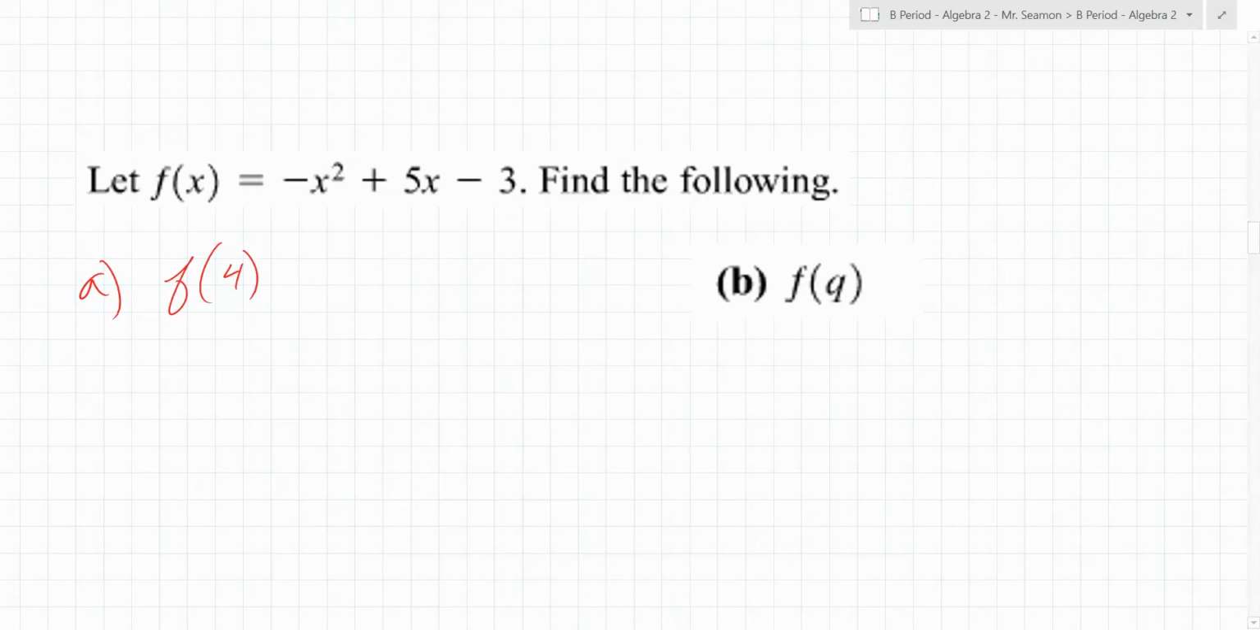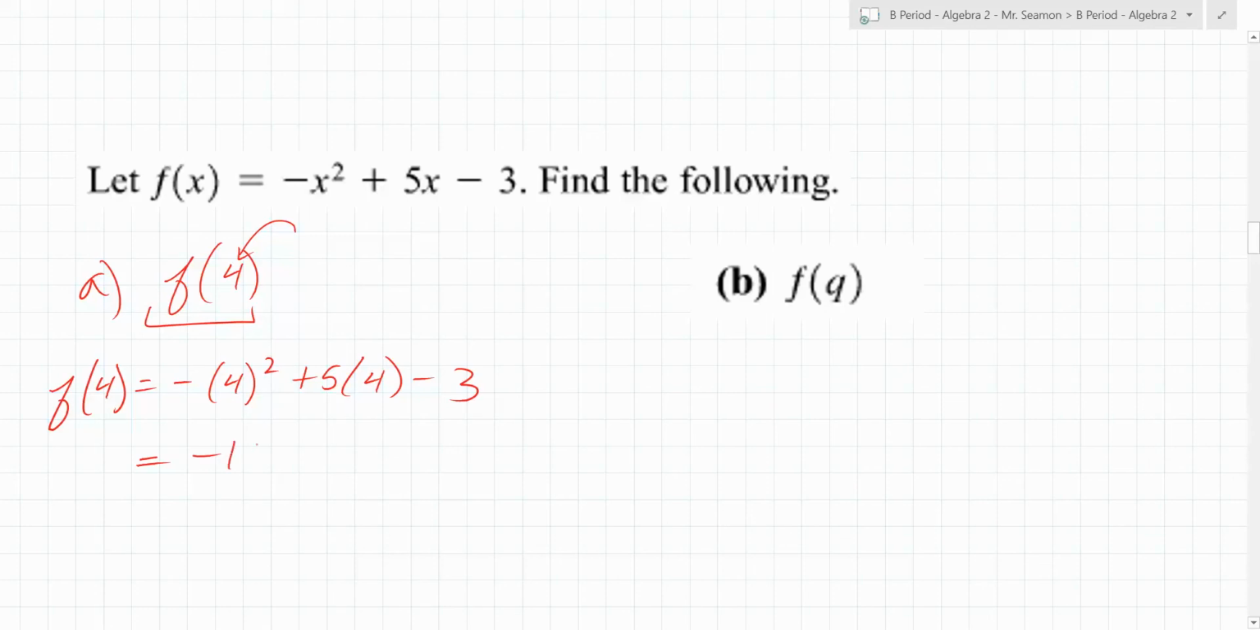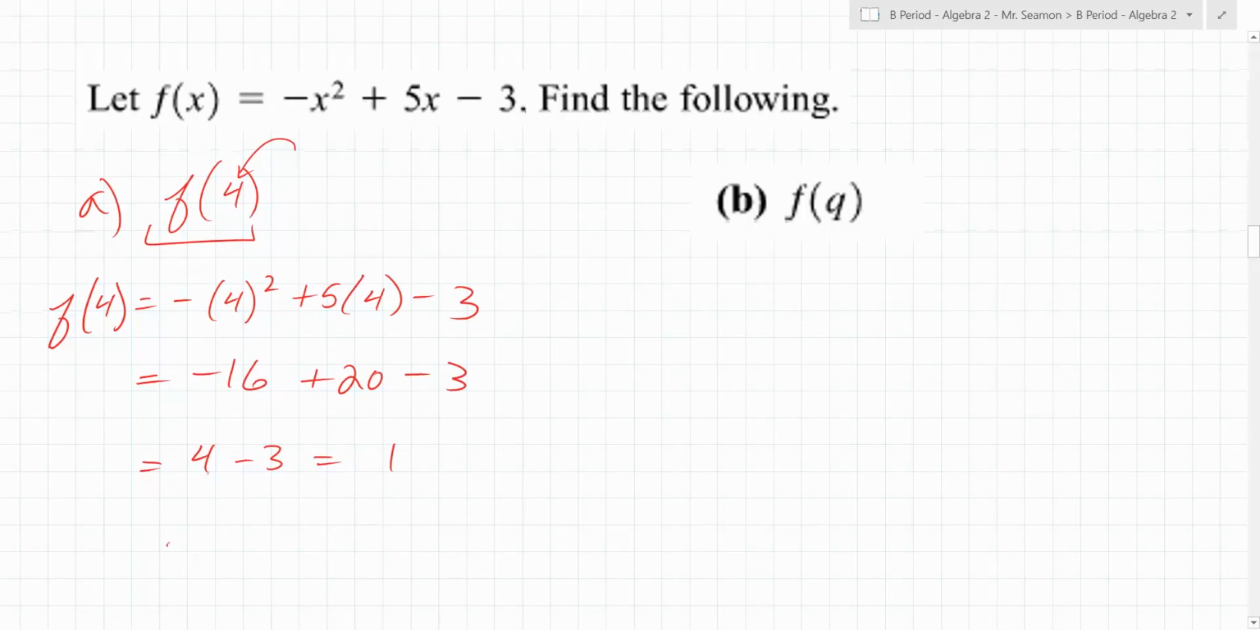So here's another one. Let f of x equal negative x squared plus 5x minus 3. Solve the following. This means plug 4 in for x. So f of 4 is going to be negative 4 squared plus 5 times 4 minus 3. Negative 16 plus 20 minus 3. Negative 16 plus 20 is 4, so 4 minus 3 is going to be 1. So that tells us that when you plug 4 into the function f, you get 1.